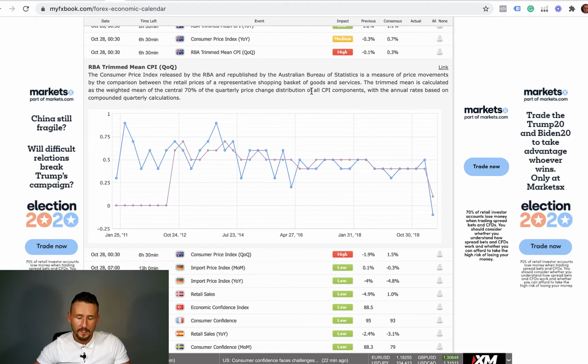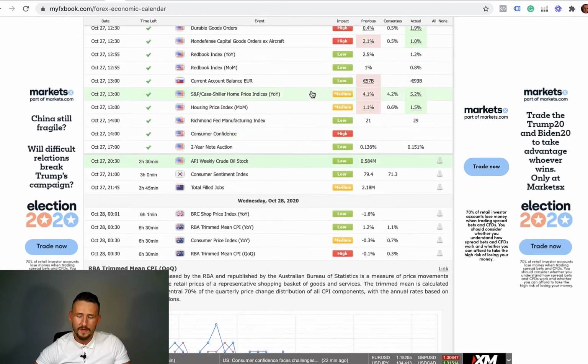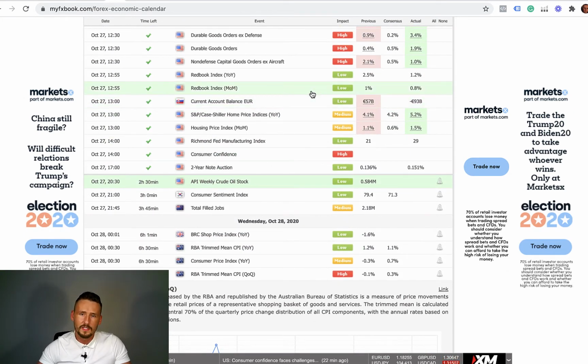So again, browse this. It'll literally take you 5 minutes, and then jot down all the key events that you want to be looking at for that week to make sure that you're not in those trades whilst the news event happens, unless you're confident that your analysis is still going to be okay after that news event. And also be prepared to be stopped out.